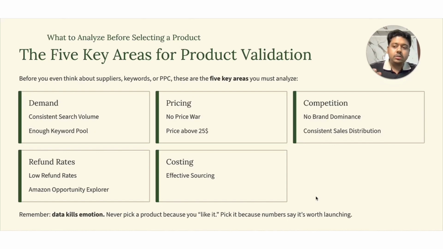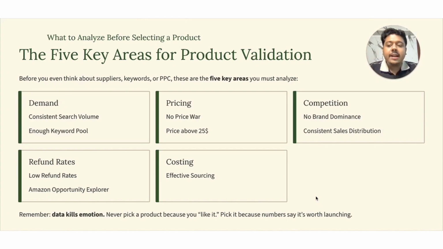The demand comes in two types. First of all, the keyword which a product has, whether it has a consistent search volume or not. Like people are searching this product throughout the year. The trend is not like, for 2 to 3 months people search for these products, and then for another 8 to 9 months they disappear and the search volume of that keyword doesn't exist.